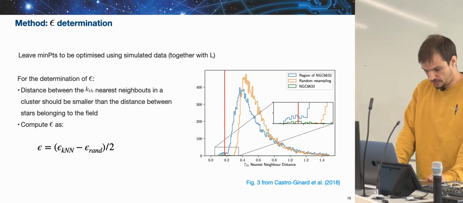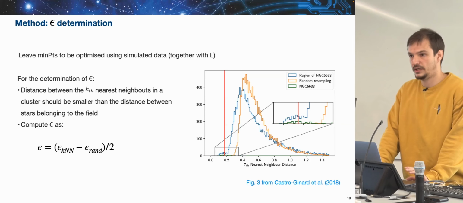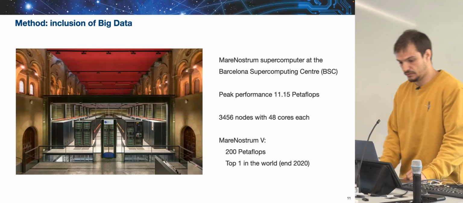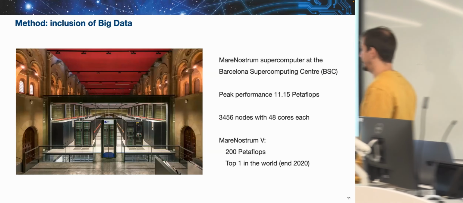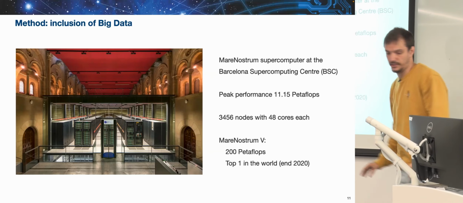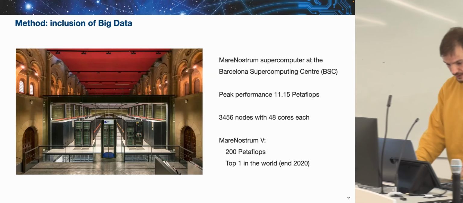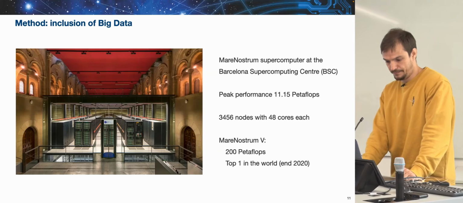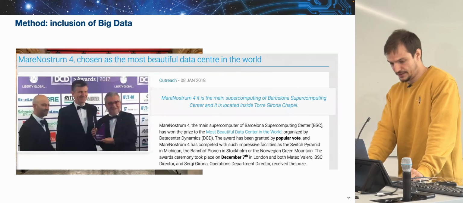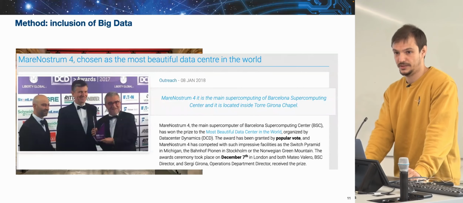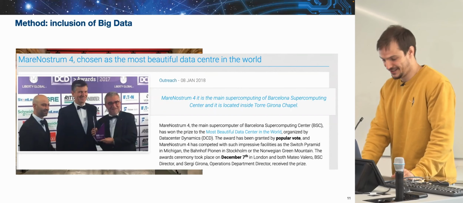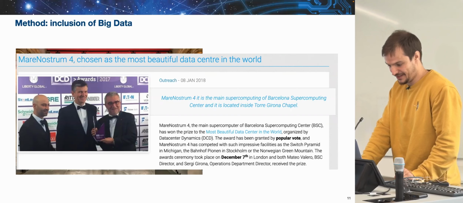Okay, we are running all this in the galactic disk, which has around hundreds of millions of stars. So we include a big data framework. We do it on the MareNostrum supercomputer at the Barcelona Supercomputing Center. The details are not important. It's not the best computer in the world, but it's fine for us. But it is the most beautiful computer in the world, which is actually what we were looking for, because it's in a chapel and it's very nice. I suggest you visit it if you have a chance.